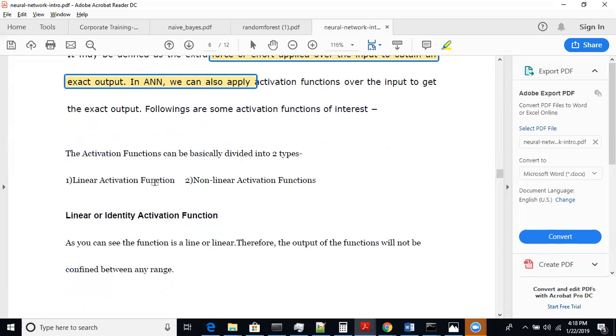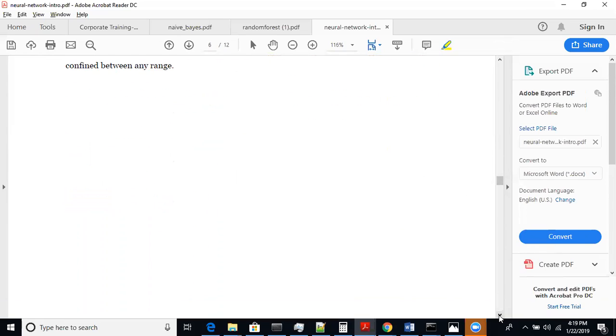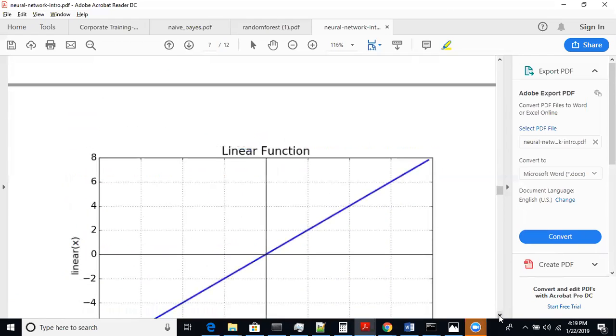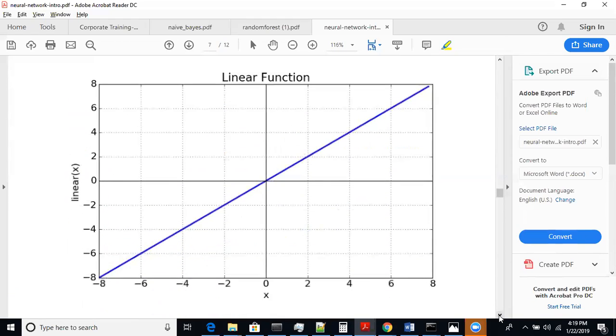So activation function, two types are there, right? Linear and non-linear. Linear is what? Linear is the linear activation function. You can see an example like this one. Ultimately it is a straight line, but the only thing is that it can expand into the minus, right? So it is not going to graph like this.